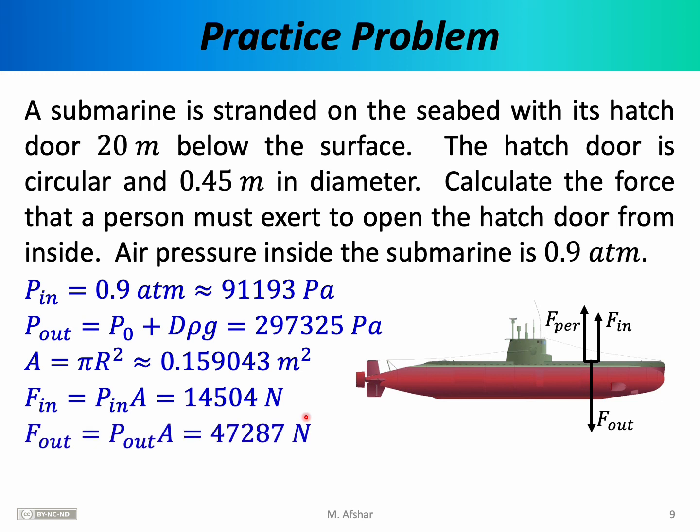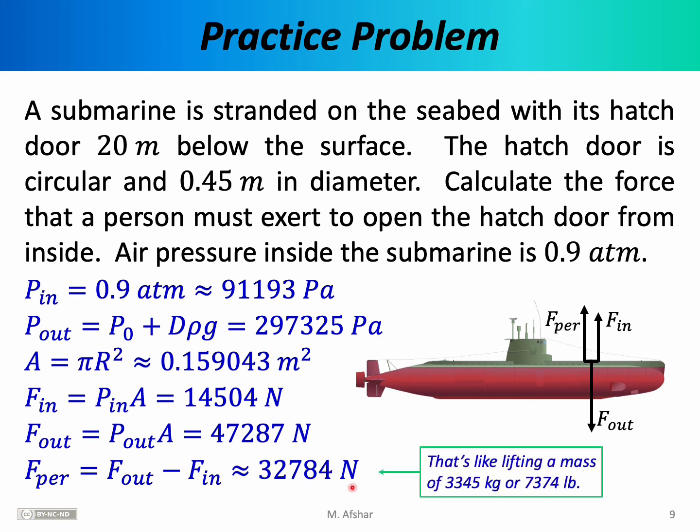Unfortunately, all the water outside is exerting a much larger force. Pressure of the outside water times the area of the hatch door comes out to be about 47,000 newtons. To get out, a person must essentially supply the difference between these two forces. So the force that a person must provide to open the door is going to be F out minus F in, which is approximately equal to 32,784 newtons. That's a relatively large force, incidentally.